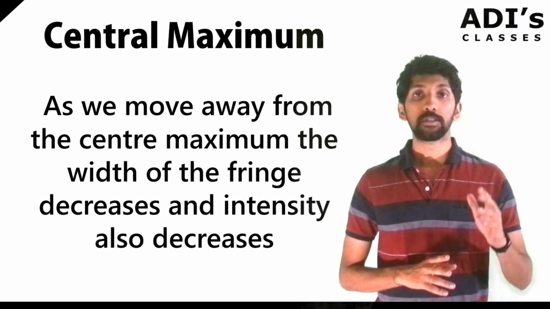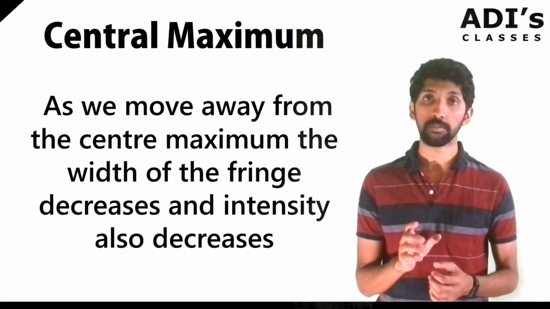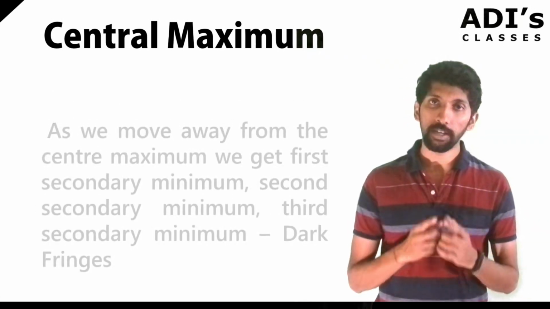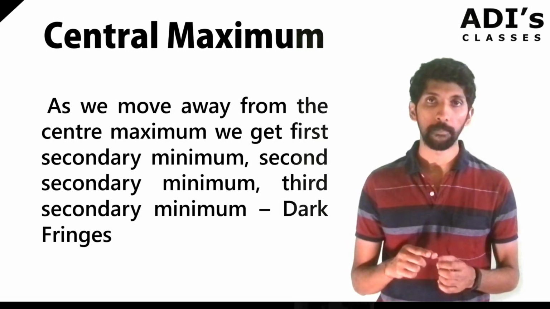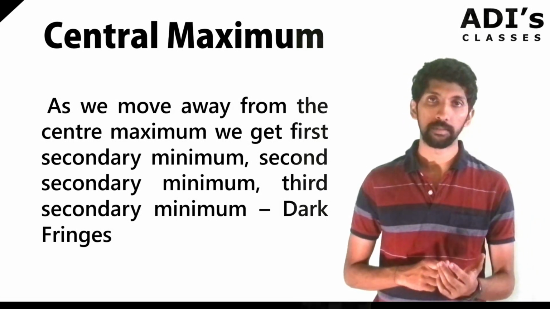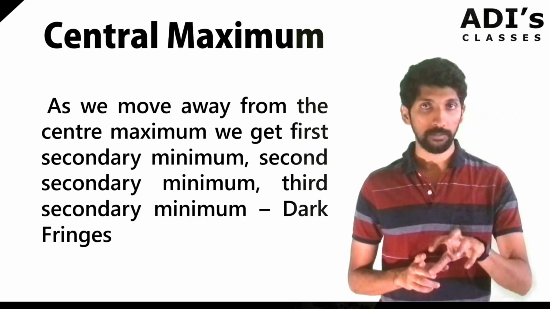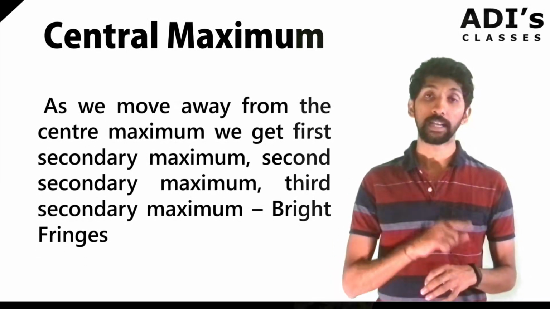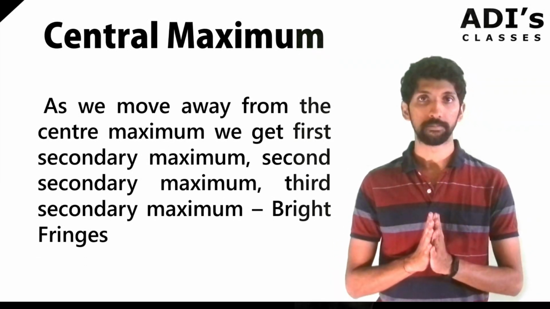So for Fresnel diffraction and Fraunhofer diffraction, very important words are central maximum, and then as we move away from the central maximum, we have the first secondary minimum, second secondary minimum, third secondary minimum. Those are all the dark fringes. Then after the central maximum, we have the first secondary maxima, second secondary maxima, like this. That also keeps on going.